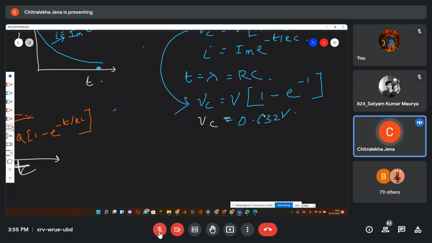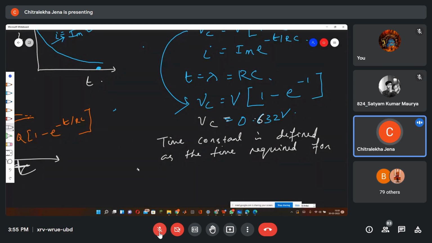0.632 into capital V. So here I will define time constant as... how will you define time constant? Tell me. Time constant is defined as the time taken, the time required for the capacitor voltage to charge, or to rise, to how much?